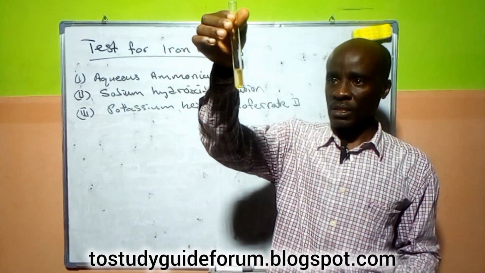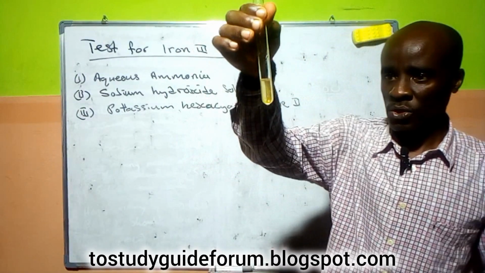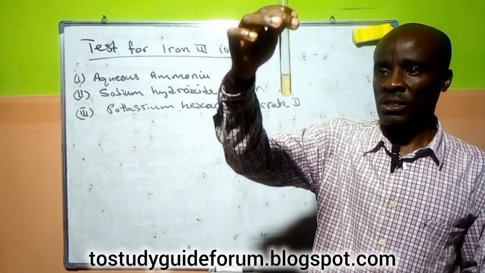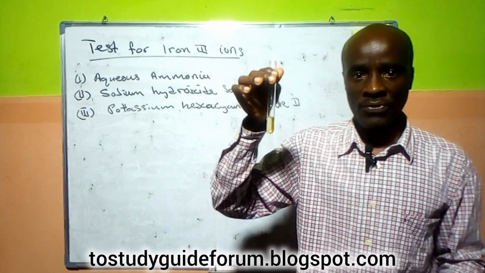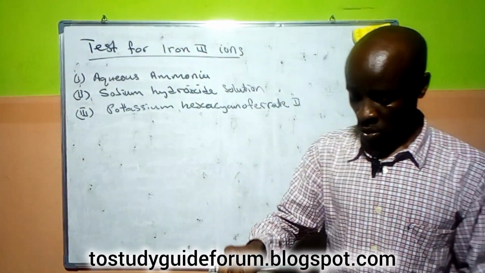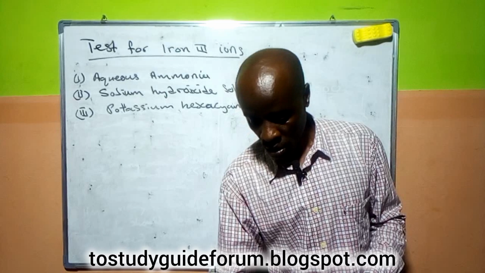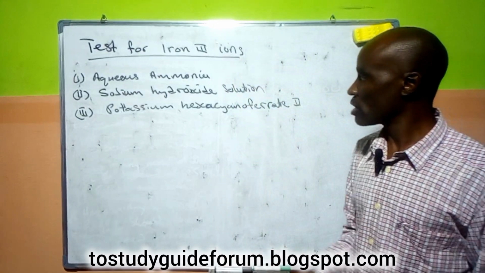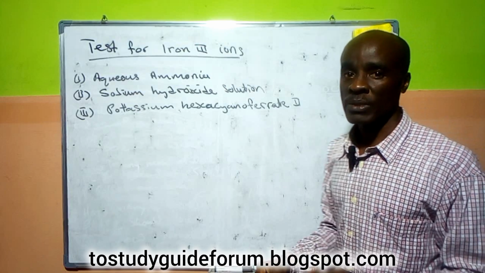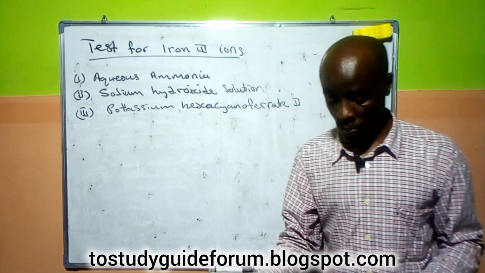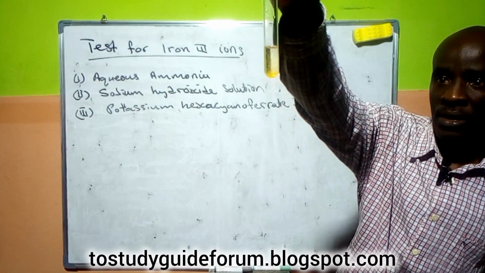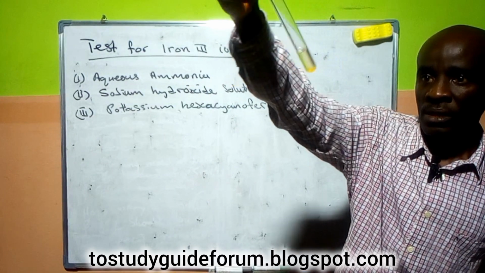The precipitate is still formed there too. There's also a brownish precipitate forming. This is one of the confirmatory tests for iron 3 ion. It forms a brownish or reddish brown precipitate with aqueous ammonia, in drops and in excess. The precipitate is insoluble, as you can see here. It's actually settling down there.